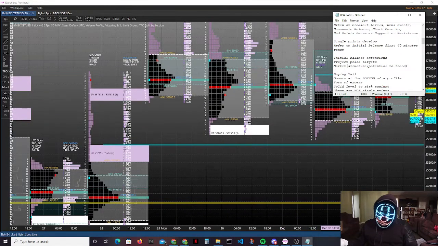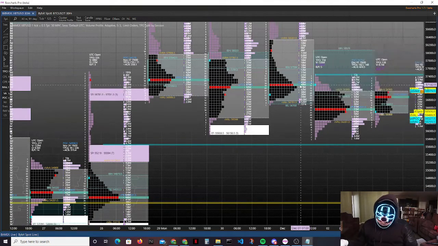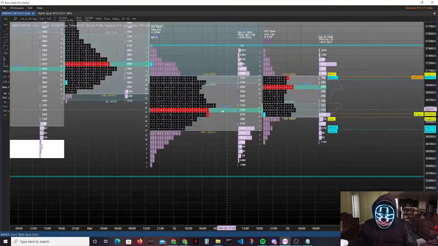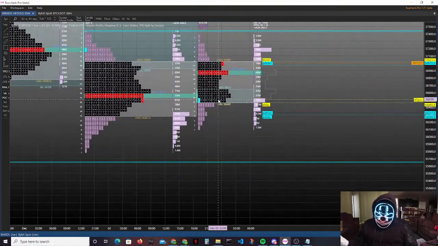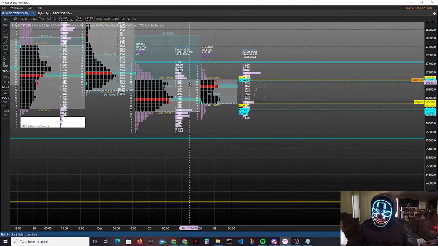Initial balance. Extensions. You don't have to extend it, I just put extensions because you usually do extend it. Why do you extend it? Well, this is the reason why. Not necessarily the following day, but the initial balance intraday usually acts as a support or resistance level for that day.